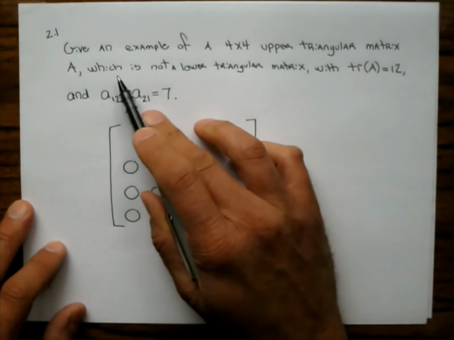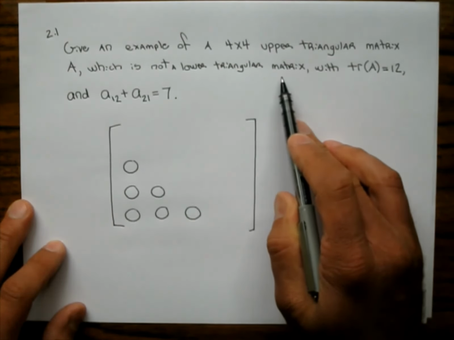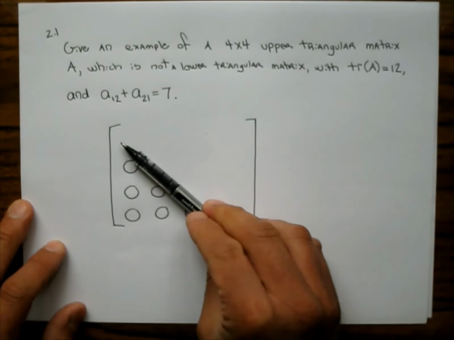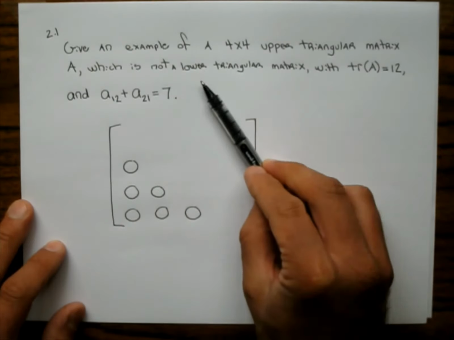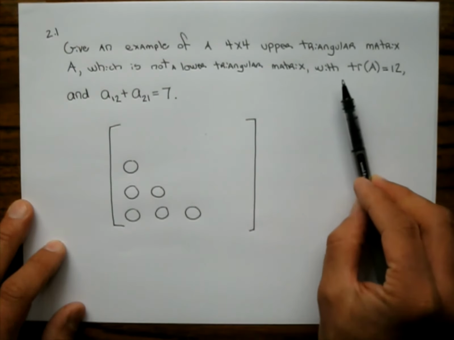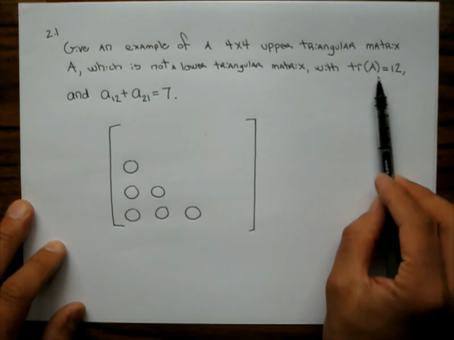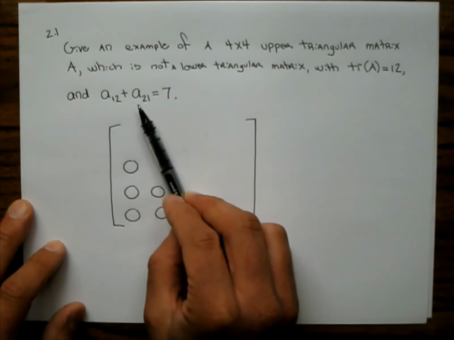It also says it's not a lower triangular matrix, so I can't just make this the 4x4 zero matrix, because this says it's not lower triangular. It says the trace of this matrix is 12, and A12 plus A21 is 7.